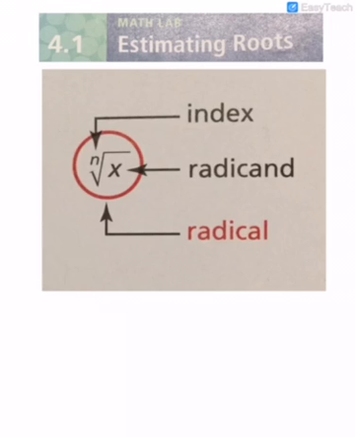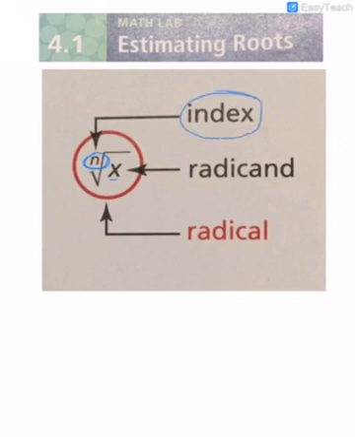So we're going to start just by looking at what a root is and making sure we understand how to estimate them. So a few little things before we get started. The index is that little front number in front of the root. The radicand is the number that's under the root, and then the radical is the whole entire thing. Now we have to be careful.